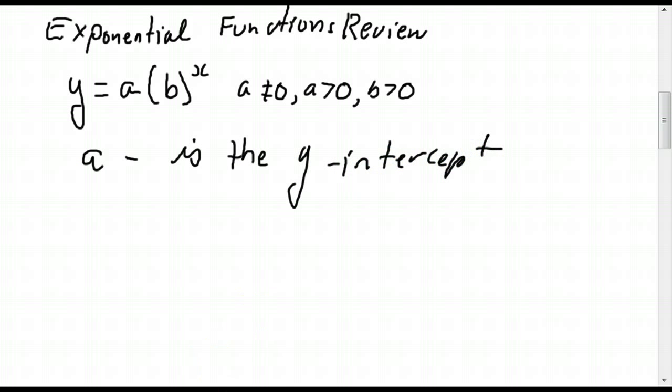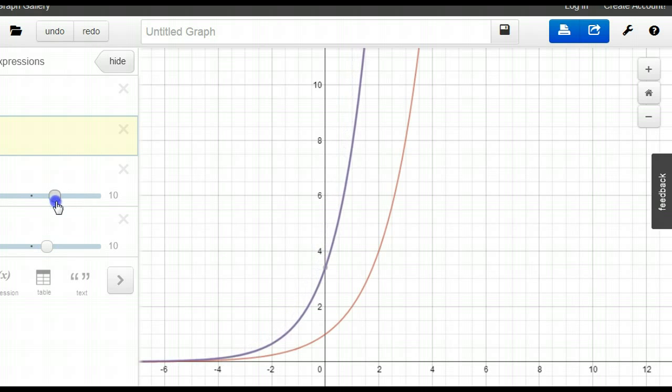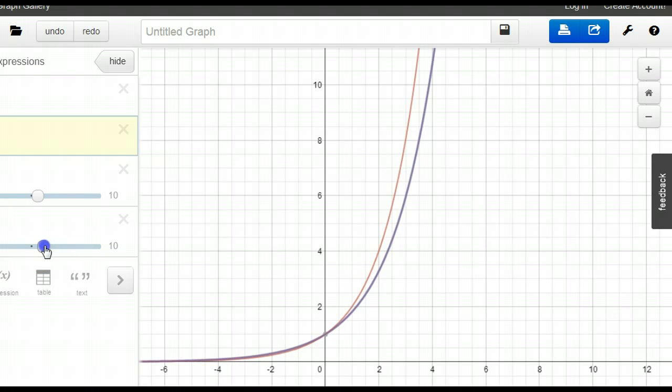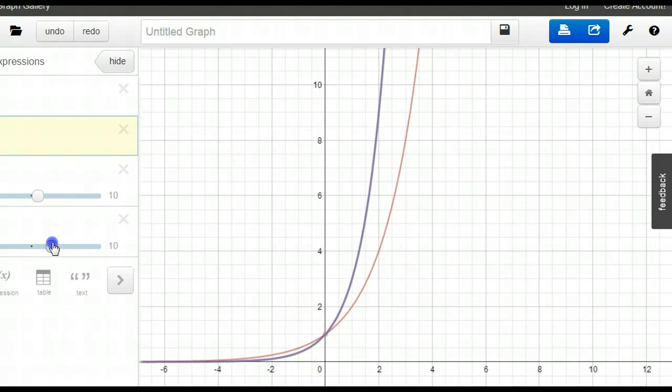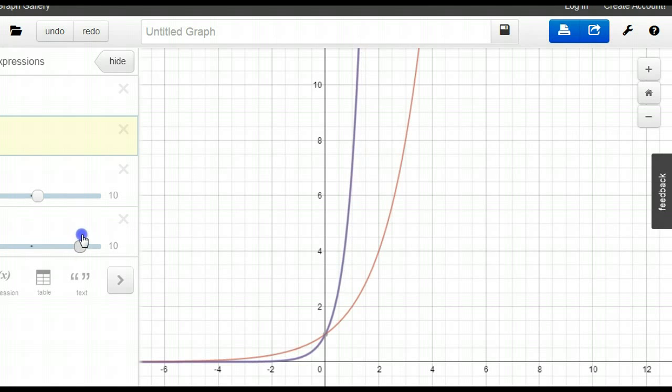I'm going to go back to the graph. We're going to change the value of b. So first of all, let's change a back to 1, and b to 2. So these graphs are on top of one another. As the b value increases, you note how the graph gets steeper. So there b is 3, then 4, then 5, and so on. As the b value gets larger, the graph gets steeper.